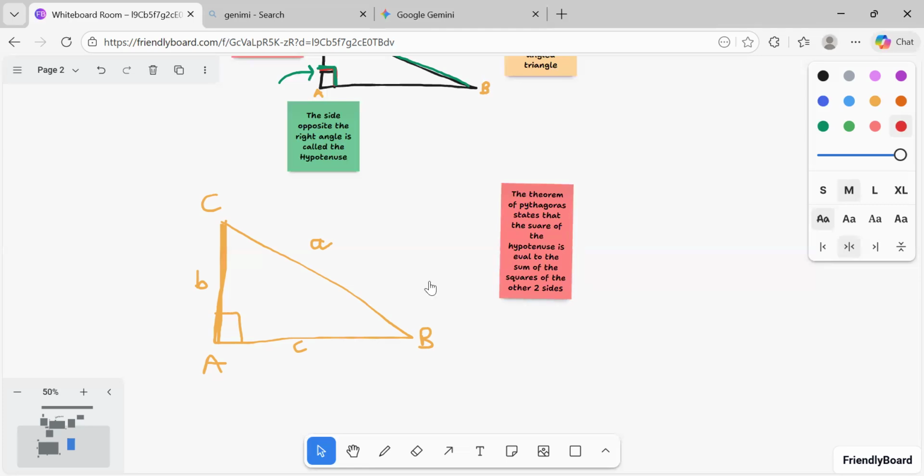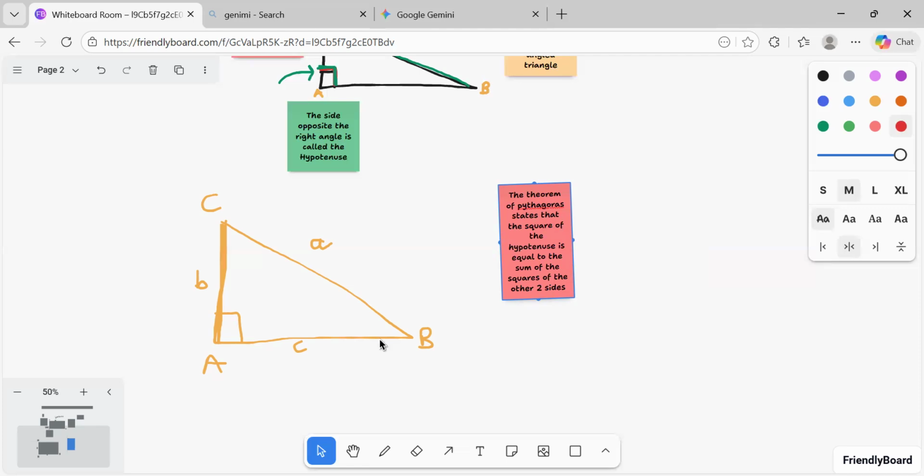Pythagoras theorem states that the square of the hypotenuse is equal to the sum of the squares of the other two sides. Let me write "equal" and "square" nicely there. Okay, so the theorem of Pythagoras states that the square of the hypotenuse.